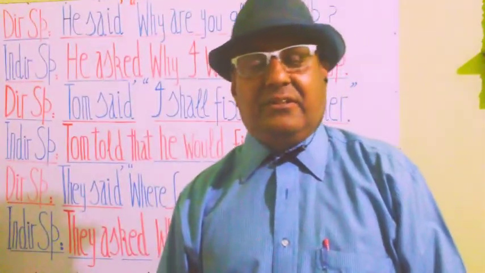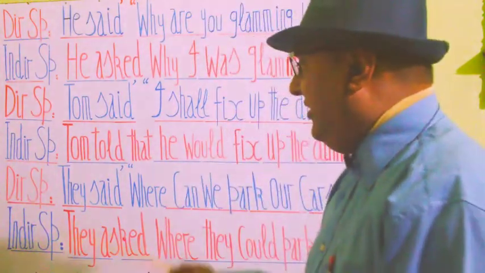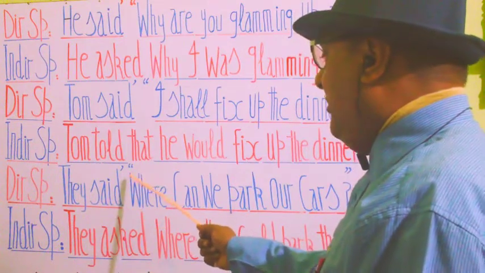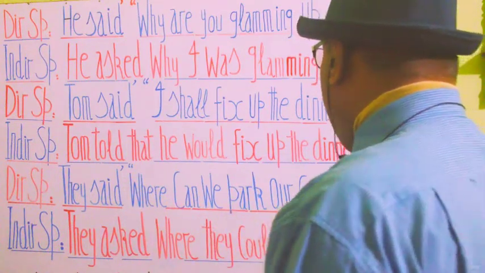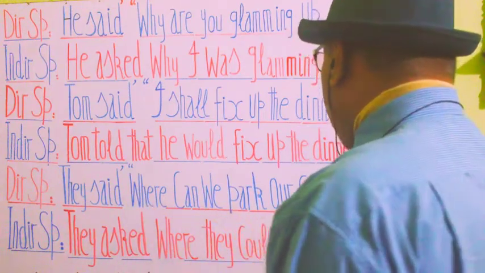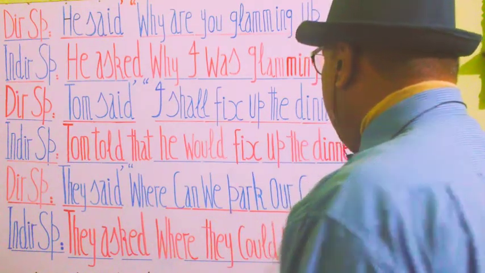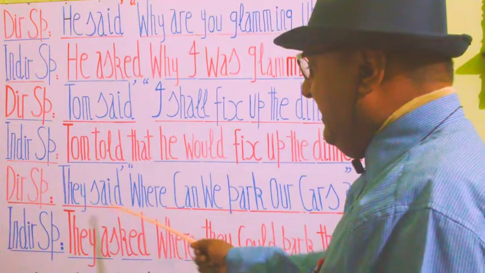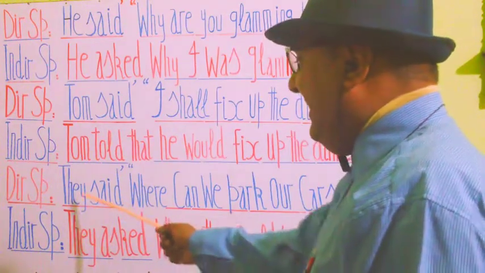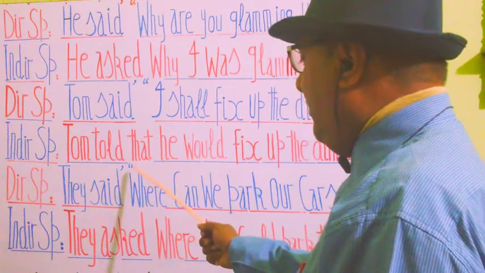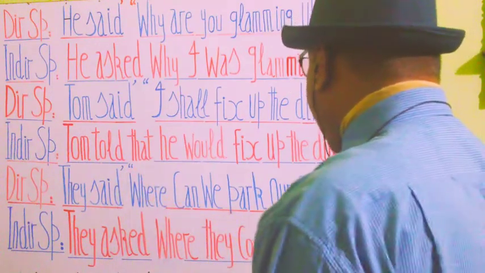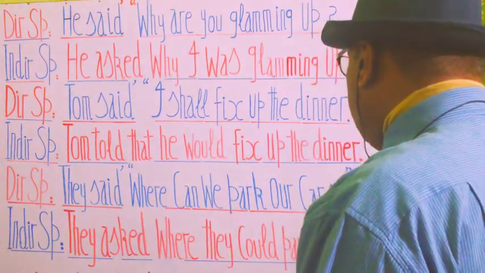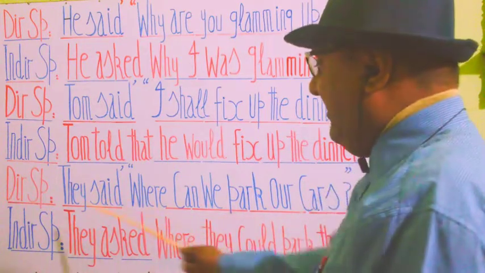Let's see the next direct speech statement. Here you see the next statement is in direct speech. They said, comma, inverted comma start, "Where can we park our cars?" Commas close, interrogative sign. You see here the direct speech statement. The first part of this statement is, they said, comma, inverted comma start.